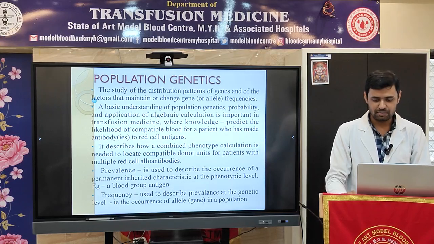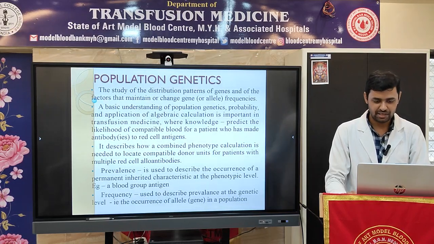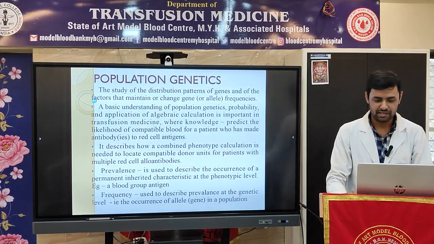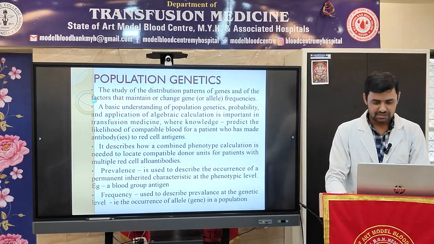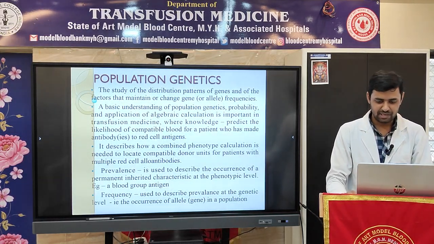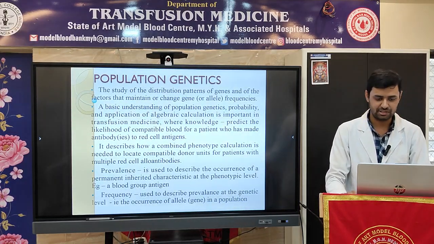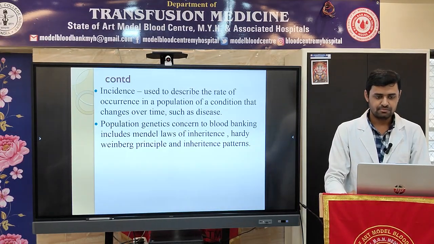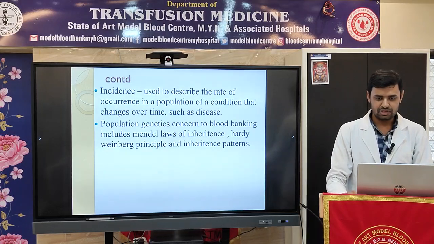What is prevalence? Prevalence is used to describe the occurrence of a permanent inherited characteristic at a phenotypic level. For example, a blood group antigen. What is frequency? Frequency is used to describe prevalence at the genetic level, that is occurrence of allele in a population. Incidence is used to describe the rate of occurrence in a population of a condition that changes over time, such as disease.